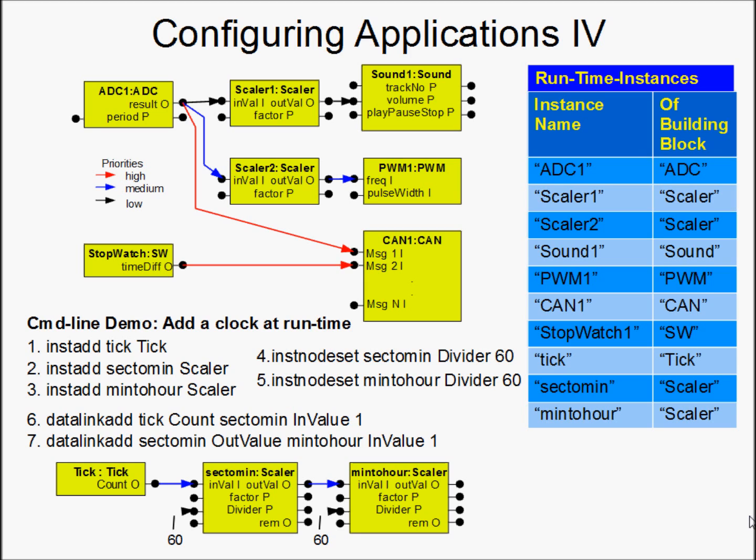That's it. Hours are in min to hour .outval, minutes are in min to hour .rem for remainder, and seconds are in sec to min .rem.